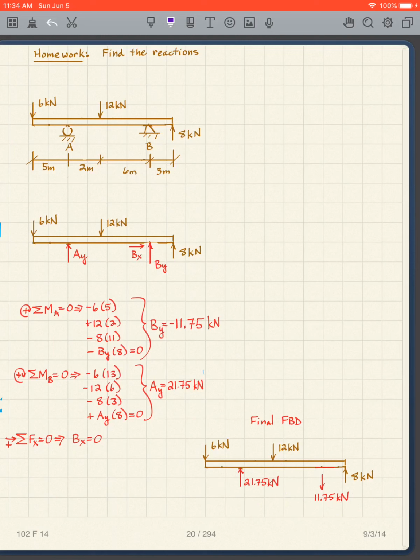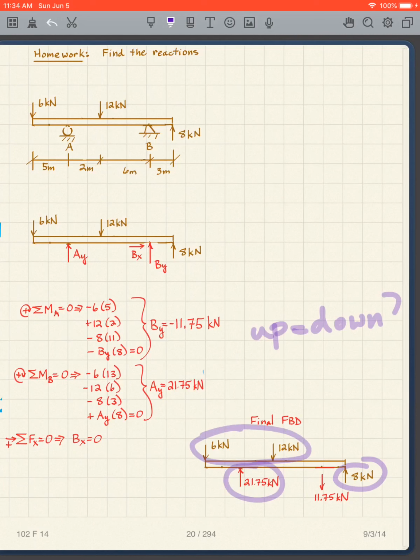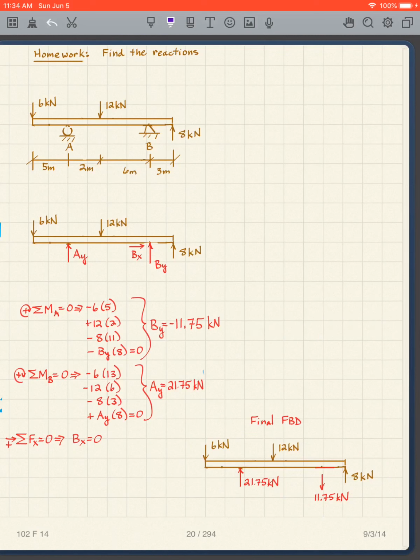And then we check, does up equal down? And what do we find? We have what's going up. I've got these two, 29.75 going up. I have 18 and 11.75, 29.75 going down. So yes, what's going up is equal to what's going down. We can move forward.